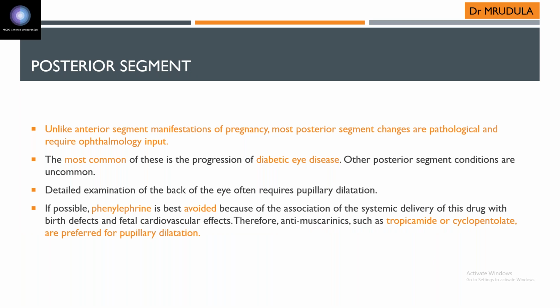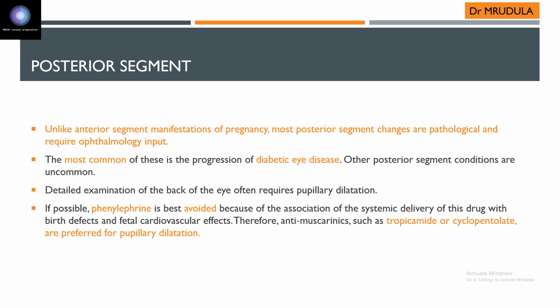Now, so till now we were seeing the anterior segment. So we saw the cornea, lens, and so on. Now coming to the posterior segment of the eye. Unlike anterior segment manifestations, which are usually temporary and more physiological and revert back to normal after the pregnancy, posterior segment changes are usually pathological and require ophthalmology referral.